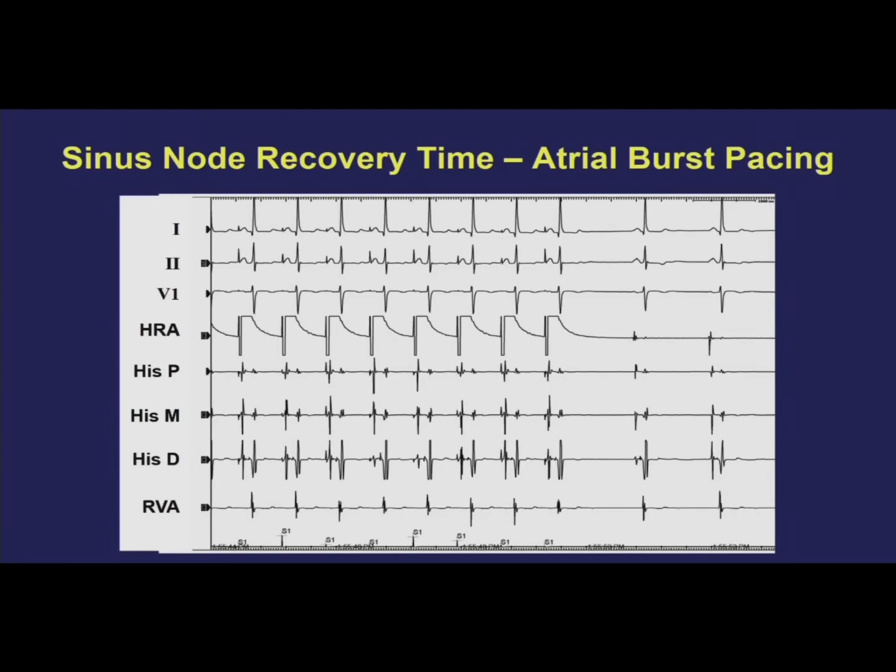There's a concept called sinus node recovery time where you burst pace in the atrium for 30 seconds and you come off and you wait and see how long it takes the sinus node to recover. Nowadays, we don't do this too often. Why? Because of sophisticated, easy access, long-term recording systems.